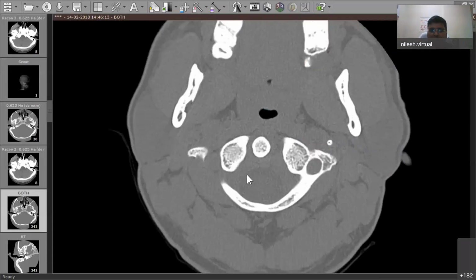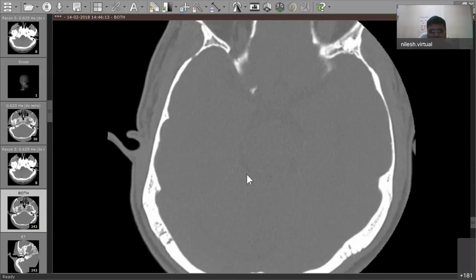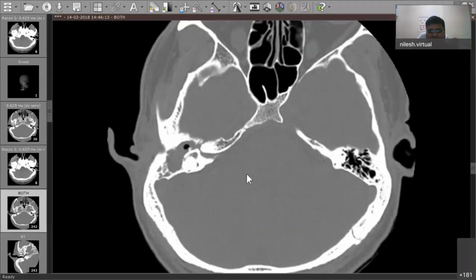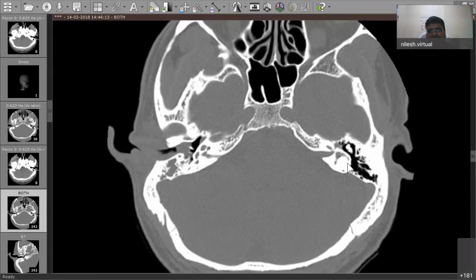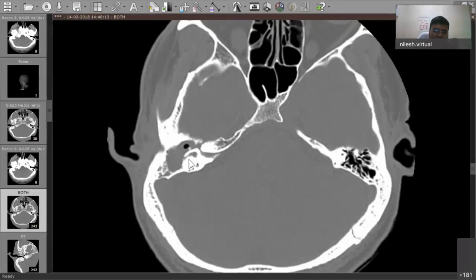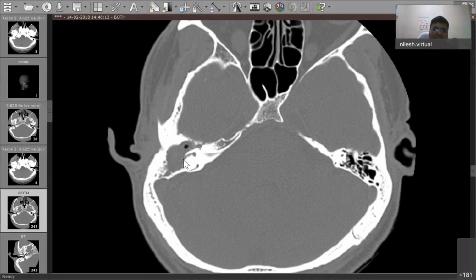So when you have one normal and one abnormal side, you can compare easily by seeing both the sides. So see now the normal side, how the cortex is intact over the lateral semicircular canal. But in the disease side, you can see the cortex is breached. So the membranous labyrinth is exposed.